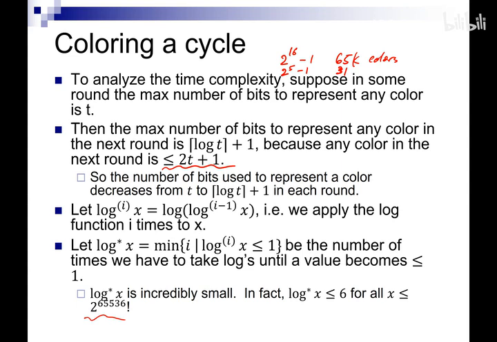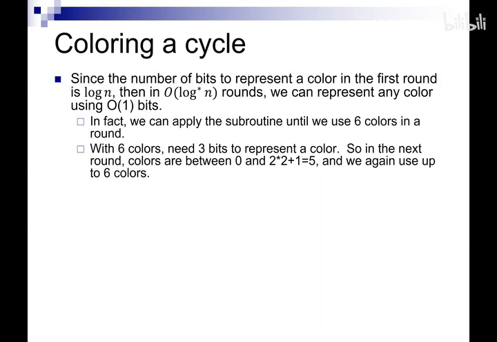Okay, so this is an increasing function, but a very, very slowly increasing function. Now the claim is that this log star function actually gives the time complexity for the algorithm. So what we're saying is that if we have a cycle with n nodes, then in log star n number of rounds, we can find a 3 coloring for all the nodes.